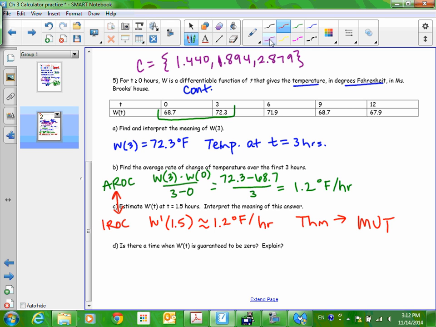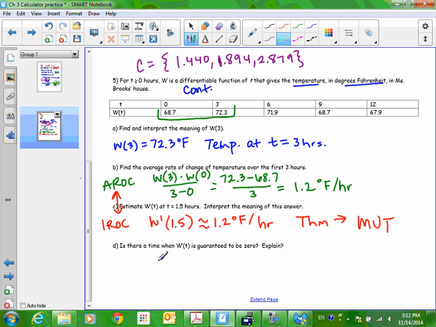Okay, so last thing. Are y'all ready to wrap this up? Okay. Is there a time when W prime of t is guaranteed to be 0? What I mean by this is there a time when the rate of change isn't changing? Like it's not getting colder, it's not getting warmer. Is that guaranteed to happen? Yeah. Some of you are saying no, and some of you are saying yes. Look at the whole span of time and look what's happening.